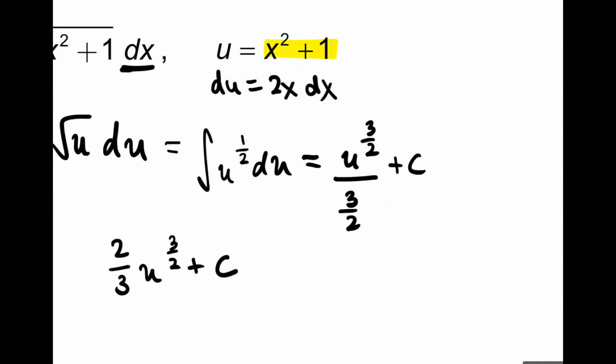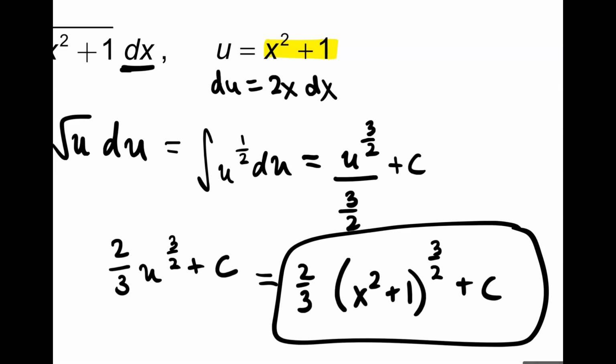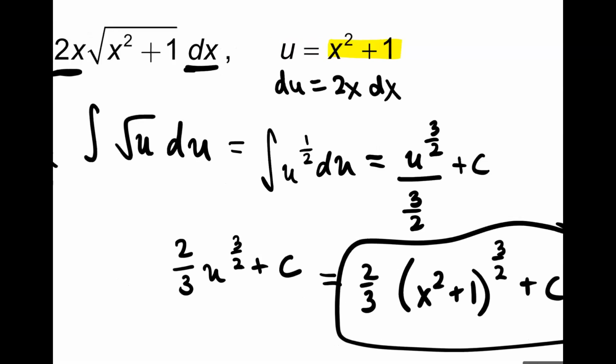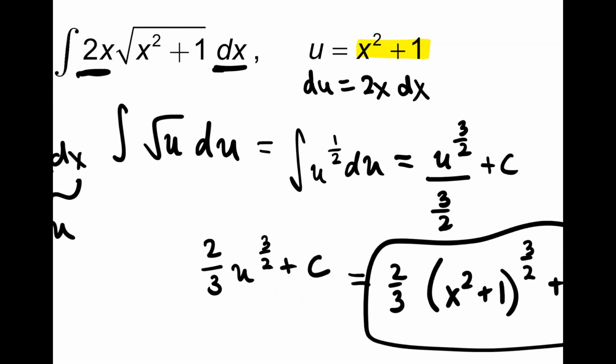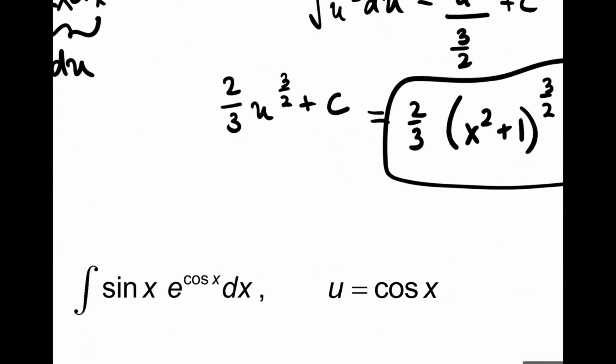Plug in our u value, right? Our u was x squared plus 1, so this is 2/3 of x squared plus 1 to the 3/2 plus c. And if you want to know that you got the right answer, take this derivative. Do you get back what you started with? You should, 100%, if you do it right, you will get back what you started with. If I take the derivative of what I just boxed, you will get 2x times the square root of x squared plus 1.